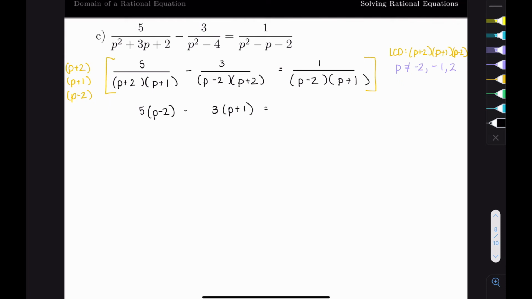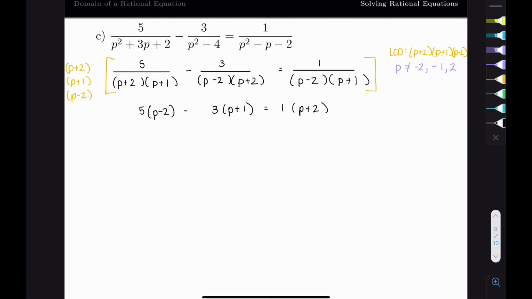Okay. And then for this last one, I'll show you a quick way to think of it. The p minus 2's cancel, the p plus 1's cancel. This last one is 1. The only thing remaining is the p plus 2.